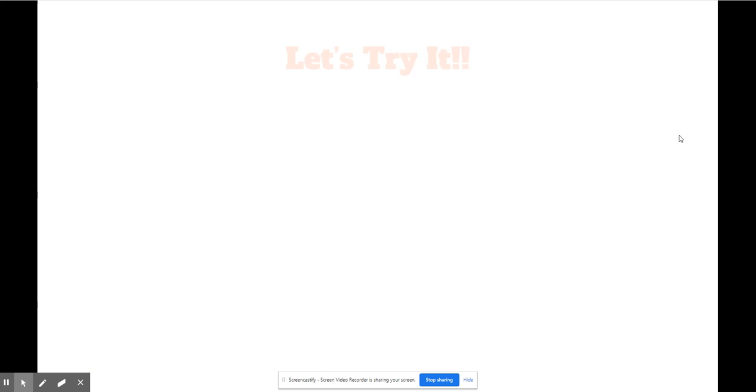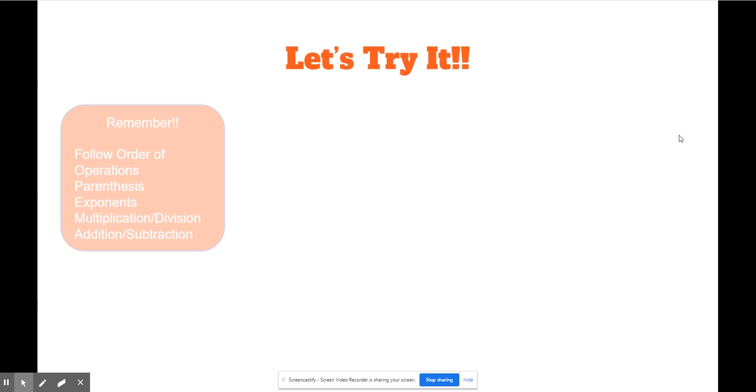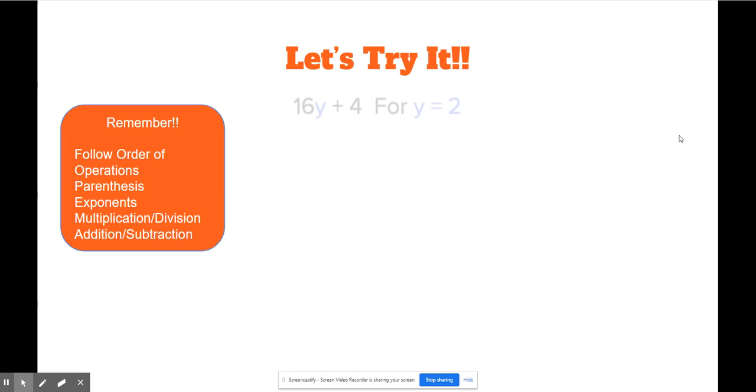Okay. Well, let's try something here. So you always need to remember to follow your order of operations, right? Parentheses, exponents, multiplication, division, addition, and subtraction. Make sure you're following that while we're solving these problems. So we have 16y plus 4 for y is equal to 2. What that is saying is that anytime you see a y in this problem, you are going to put a 2 in instead of a y.